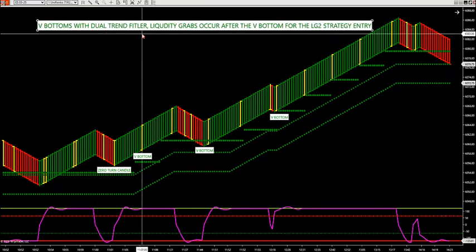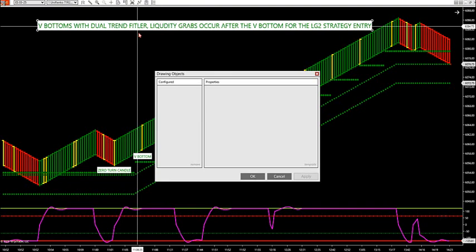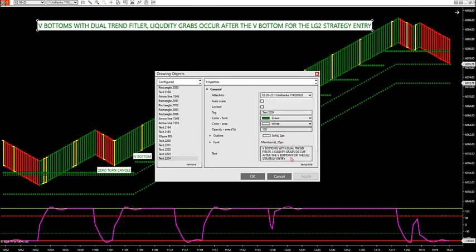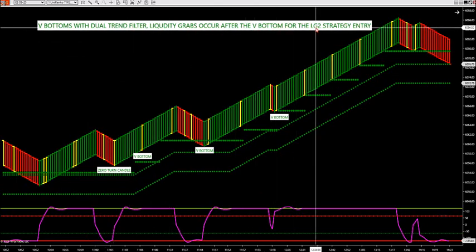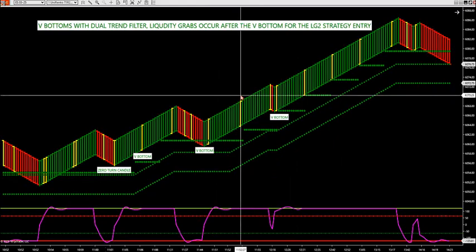it says V bottoms with dual trend filter. Here we go. V bottoms with dual trend filter. Liquidity grabs occur after the V bottom for the LG2 strategy entry. What does that mean? All right.